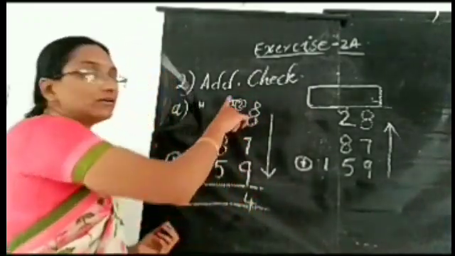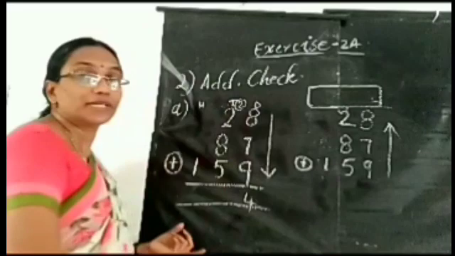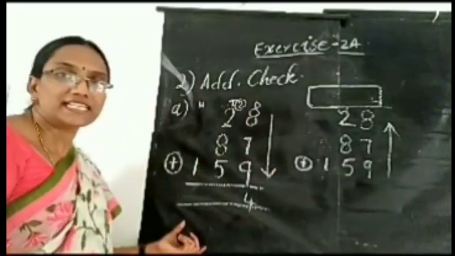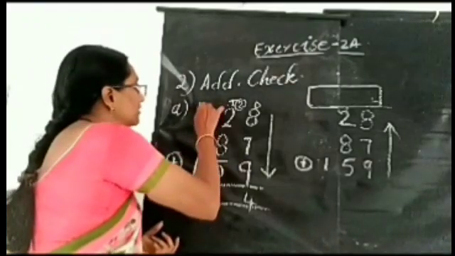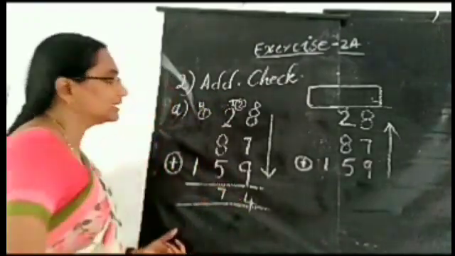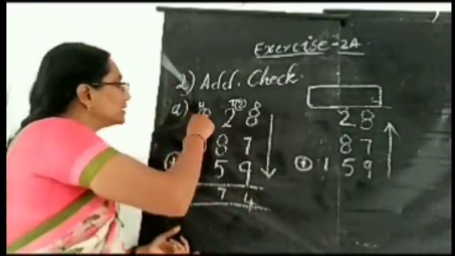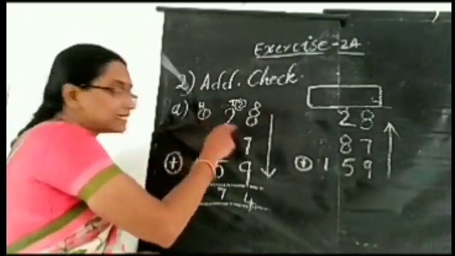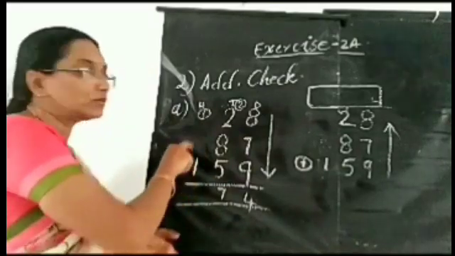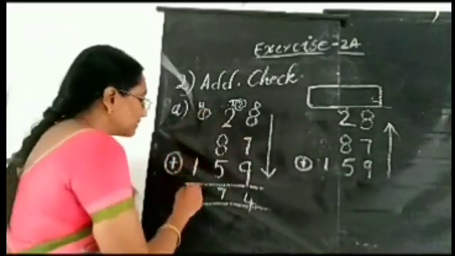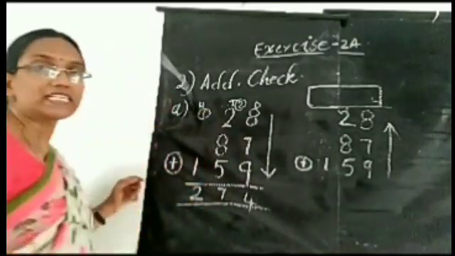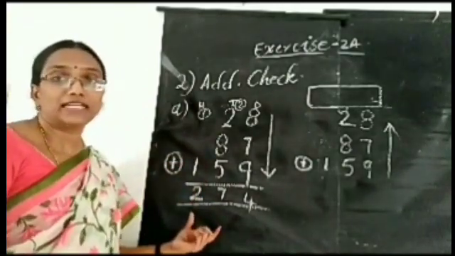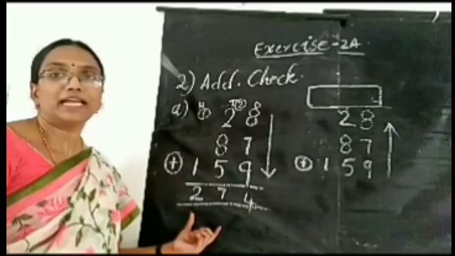Okay, now add here. 2 plus 2 is 4. 4 plus 8 is 12. 12 plus 5 is 17. Write 1 here in the hundreds place, 7 in the tens place. Now here in hundreds place, this number is not having any digit, and here also. So we have to add these two. 1 plus 1 is 2. What is the sum of these three numbers? 274. Not only adding, we have to check the answer by adding up.